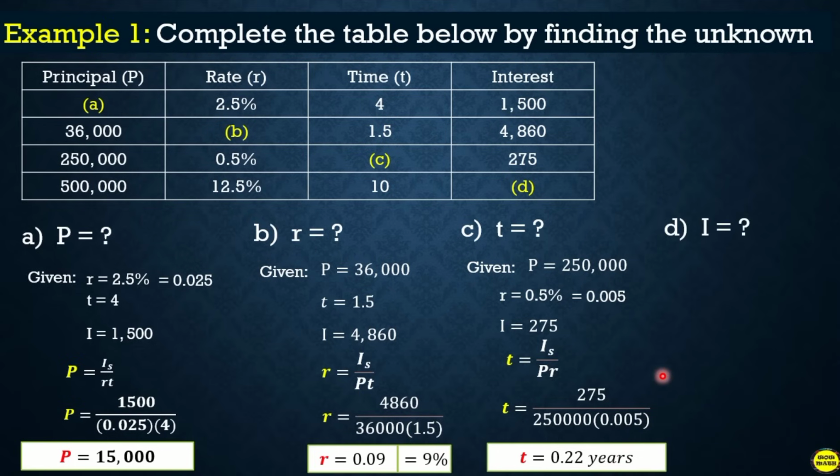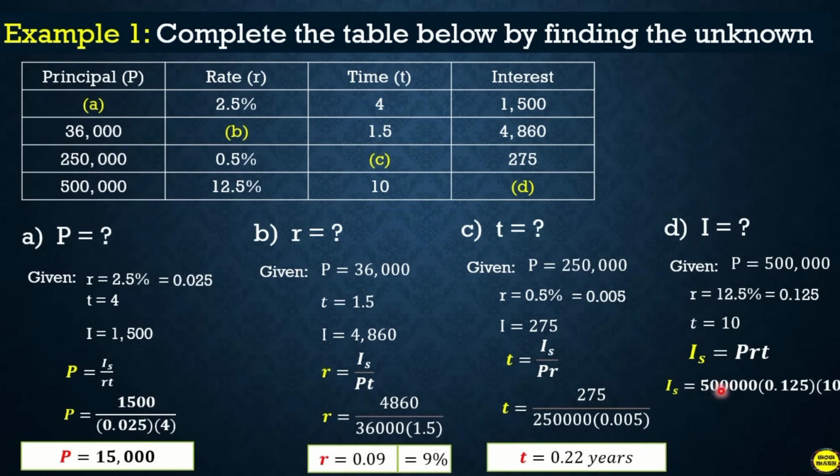Sa letter D, ang hinahanap natin is interest. Ano yung mga given? The principal amount is 500,000. R is 12.5%. Convert in decimal, that is 0.125. And the time is 10. So, using the formula, I is equal to PRT, multiply lang natin: 500,000 times 0.125 times 10. The interest is 625,000.